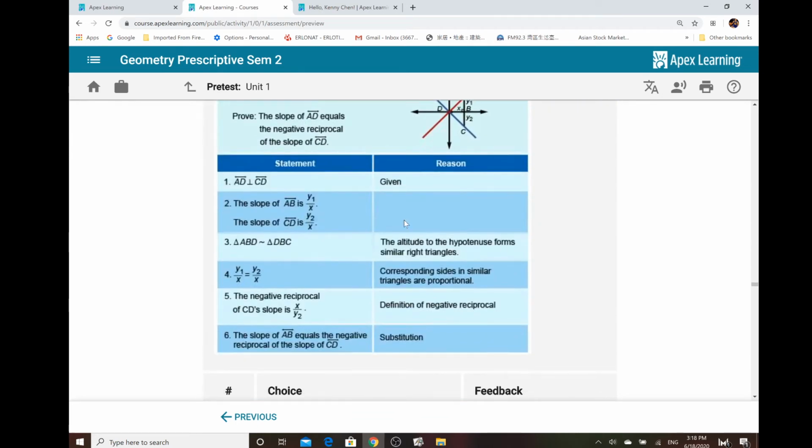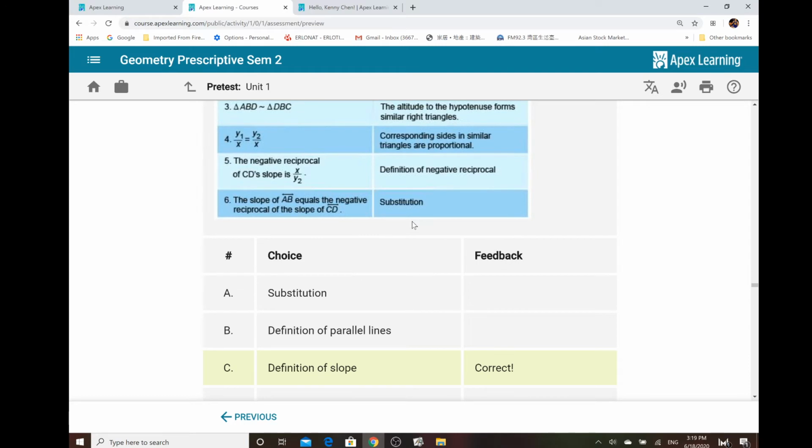And then 26, again, finding the missing reason. The slope of AB is y1 over x. Slope of CD is y2 over x. So this one is just the definition of slope.